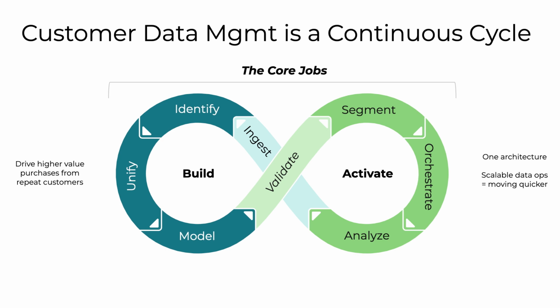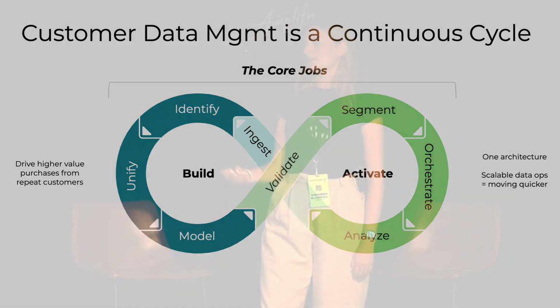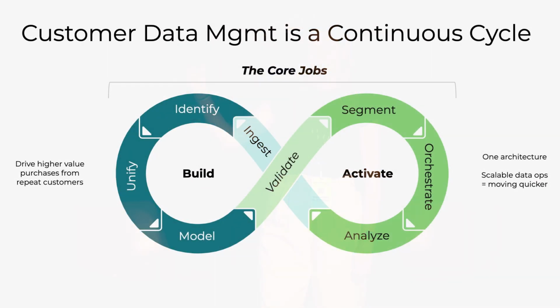We start to build out our audiences. We start to then orchestrate that data down to our downstream systems. And at some point, we do some analytics. Maybe it's after data leaves Amperity. Maybe it's while it's still in Amperity. But what's most important here is that this is not a straight line. This is a cycle on purpose.